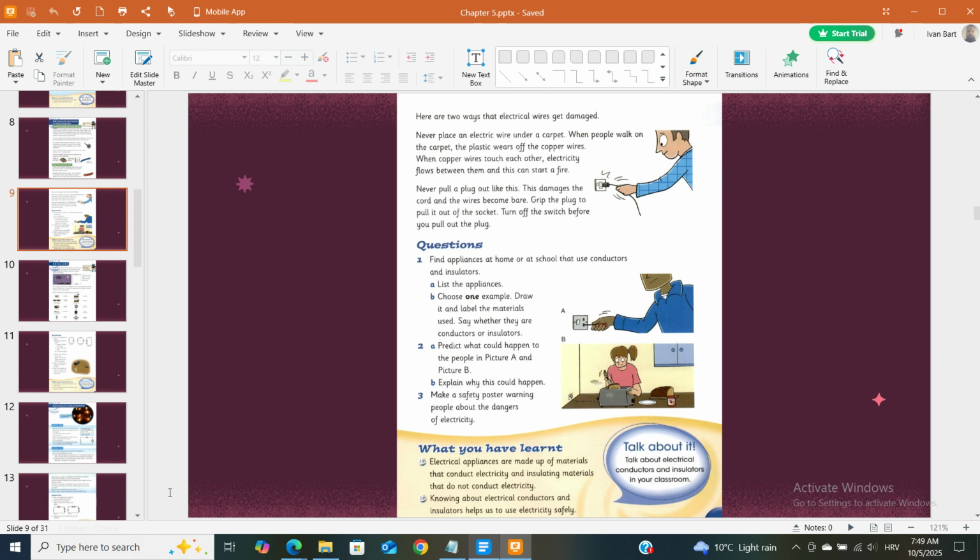What you have learnt. Electrical appliances are made up of materials that conduct electricity and insulating materials that do not conduct electricity. Knowing about electrical conductors and insulators helps us to use electricity safely. Talk about it. Talk about electrical conductors and insulators in your classroom.